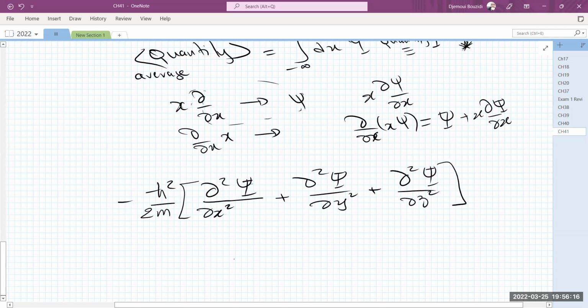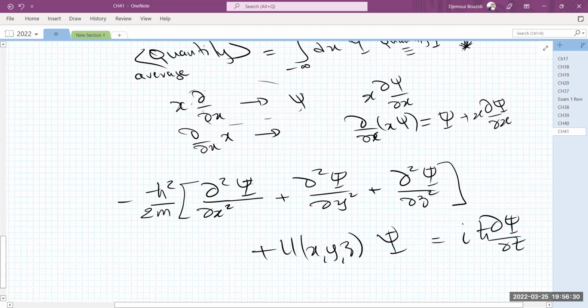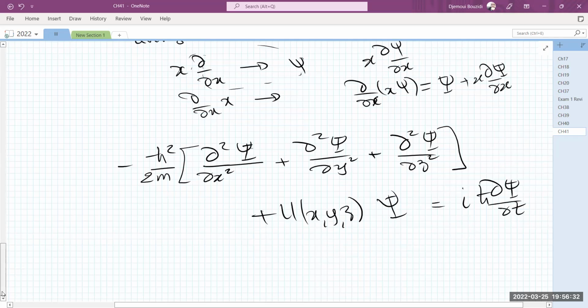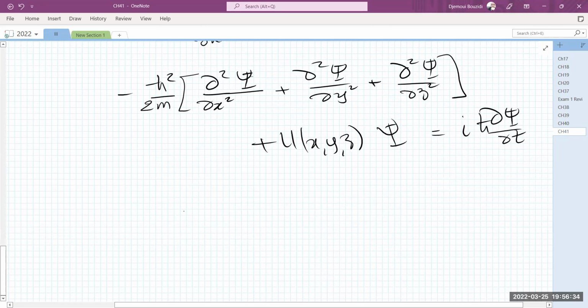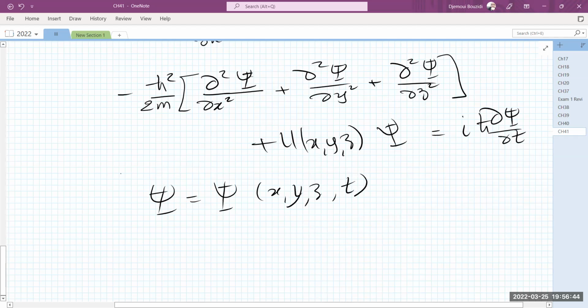So this is a generalization of the problem that we did, plus a potential which may depend on x and y and z, times the function, is equal to, in this situation, i h bar, the derivative of the function psi with respect to t. Okay. The function psi is a little bit complicated in this situation. It's typically, as I was saying, a function of x, y, z and t. So we took it from 1D to 3D. So this is the 3D Schrodinger equation.